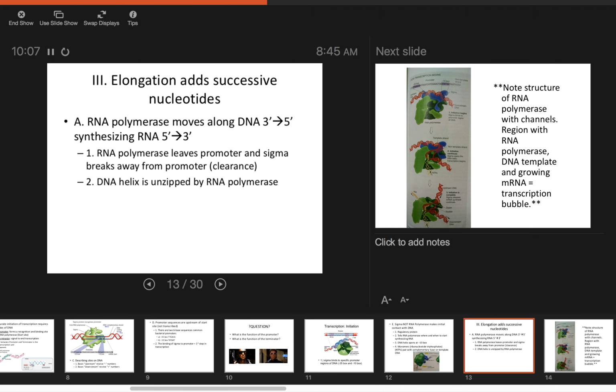Okay, so after initiation, we have this process of elongation where we are pairing those NTPs complementary to the DNA strand. So RNA polymerase moves along DNA in a 3 to 5 direction so that RNA is made in 5 to 3. Everything's always made in 5 to 3. Okay. RNA polymerase leaves the promoter, sigma breaks away from the promoter. To give it a little bit more space, it gets unzipped, and now we just start base pairing complementary.